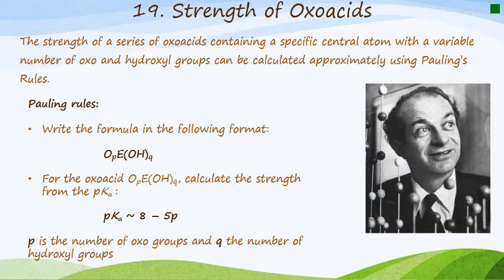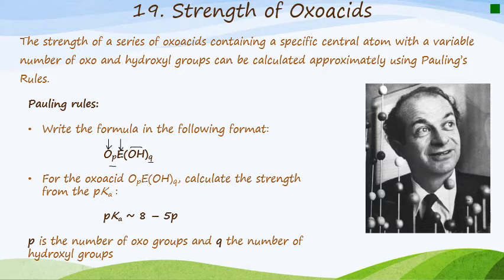Okay, first of all, you need to write the formula in a specific format. Now remember, I've mentioned to you that this is a special way of doing it. You need to write it with the number of oxo groups. These are the oxo groups. Okay, you need to write the central atom. Okay, and then you need to write the hydroxo groups. And you will see that there's the letter P and the letter Q over here.